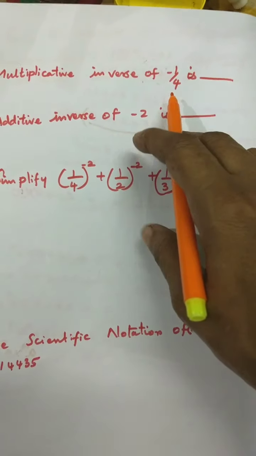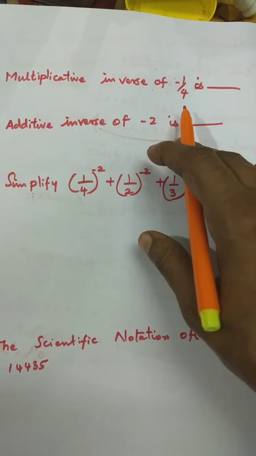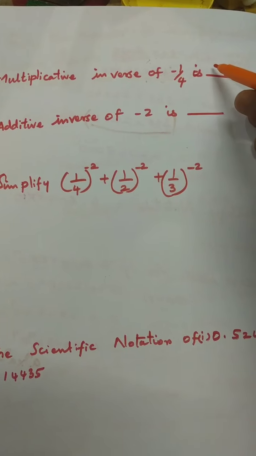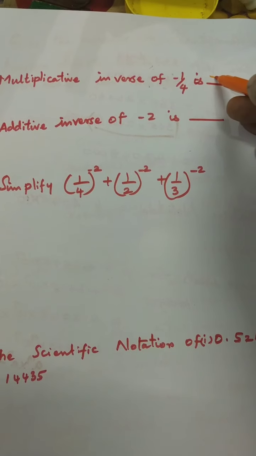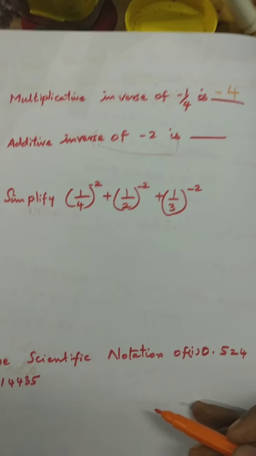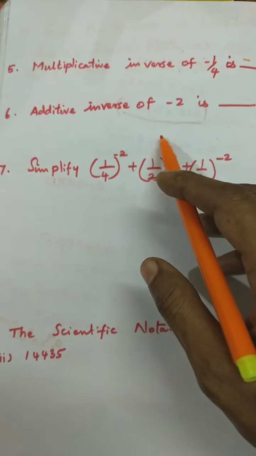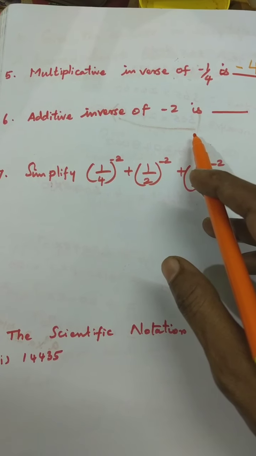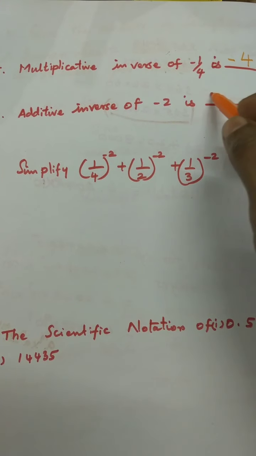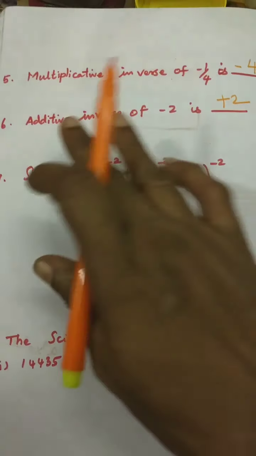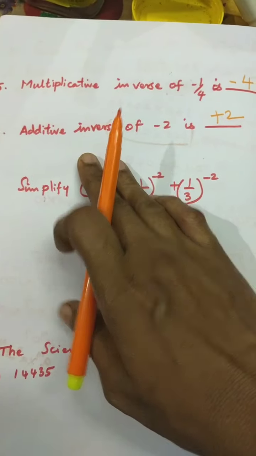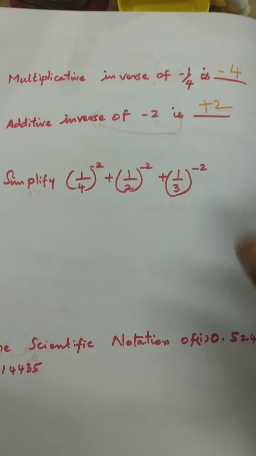What is the multiplicative inverse of minus 1 by 4? If it goes that side, what is the multiplicative inverse of this? The sign won't change. So minus 4 by 1, so minus 4 is the answer. The additive inverse of minus 2 is plus 2. This side plus means if it goes that side it will come minus. This side minus means if it goes that side it will come plus.